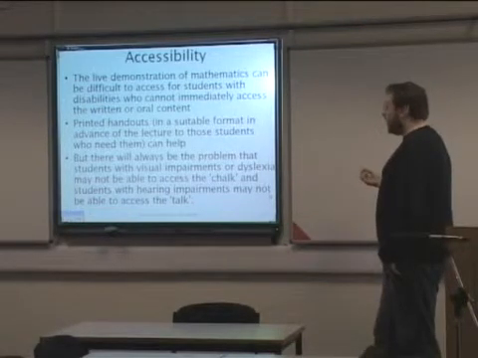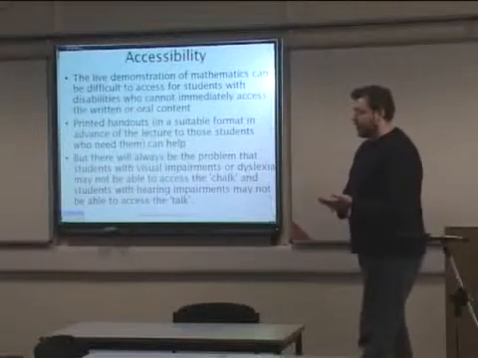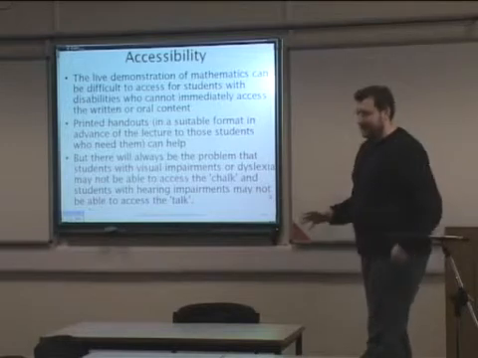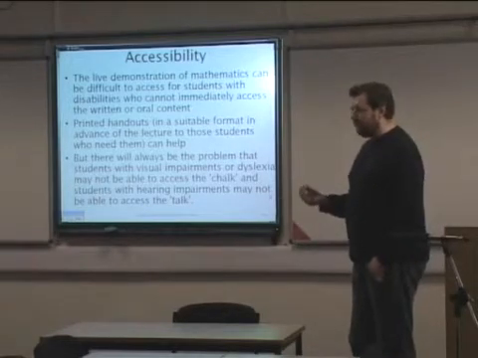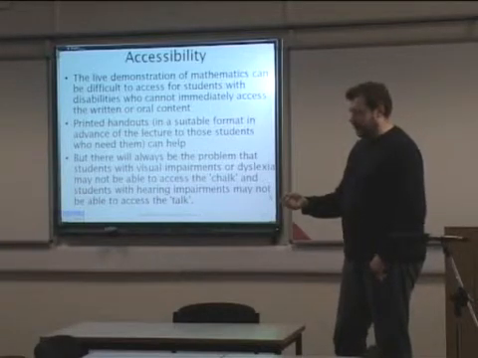So, printed handouts, in a suitable format provided in advance of the lecture to those students who need them, can help. So if I'm going to go through a lot of examples on the board, if I can give those examples to somebody in Braille beforehand, they can try and follow through. The problem with that is that it keeps me to what I've planned in advance, and that adds some inflexibility. But that's probably as good a solution as any if you're going to do writing on the board.